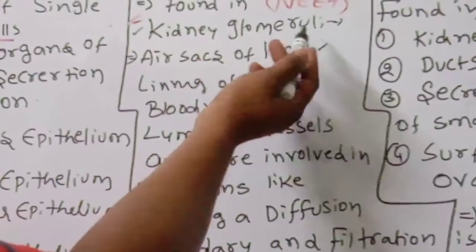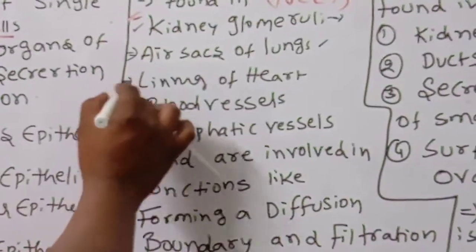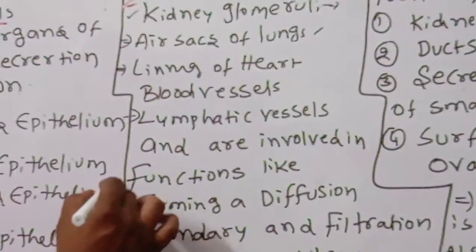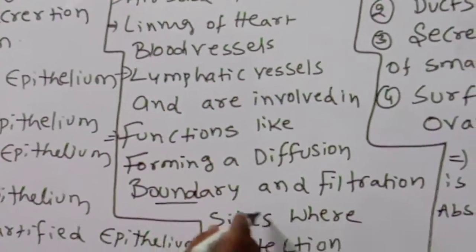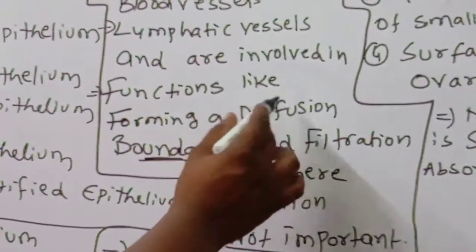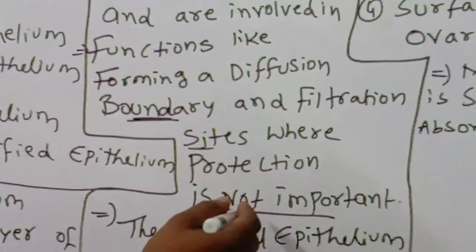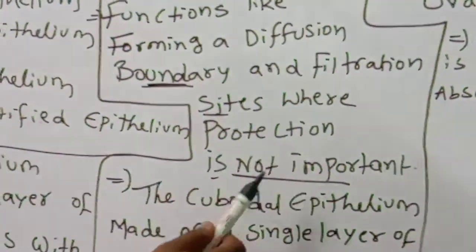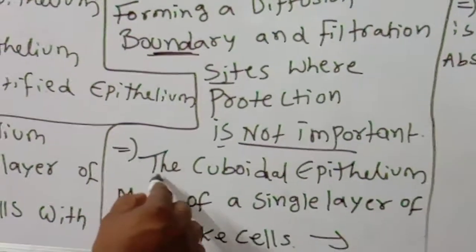Kidney glomeruli are helpful for filtration. Air sacs are for gas exchange. Also the lining of heart, blood vessels and lymphatic vessels, involved in forming a diffusion boundary and filtration sites. Diffusion boundaries means exchange of materials. Filtration sites, where protection is not important. There, simple squamous epithelium is present.